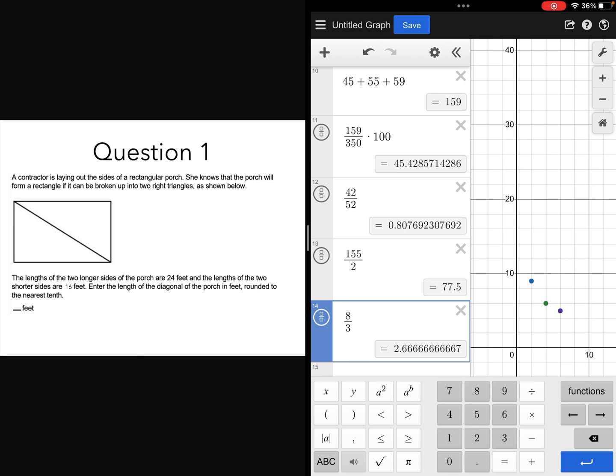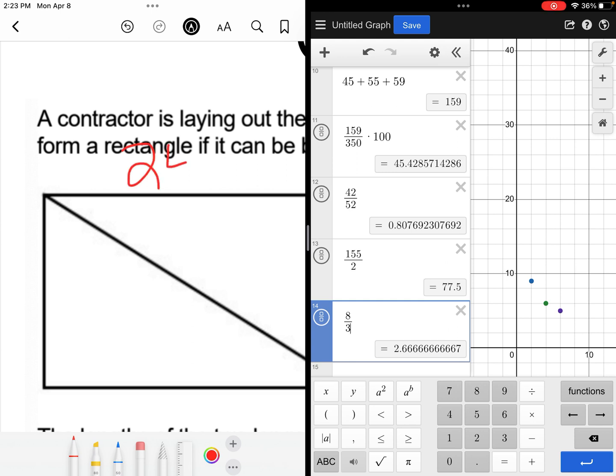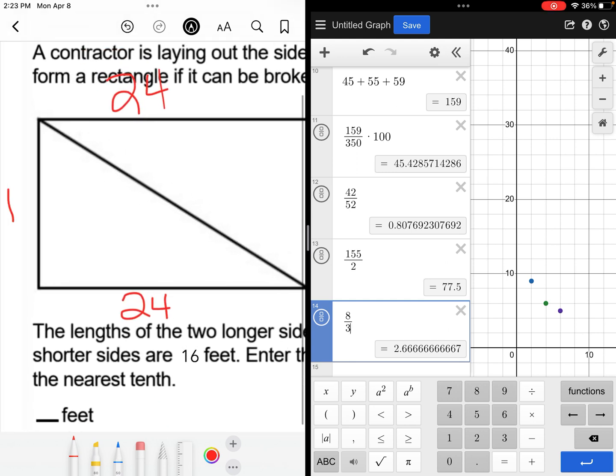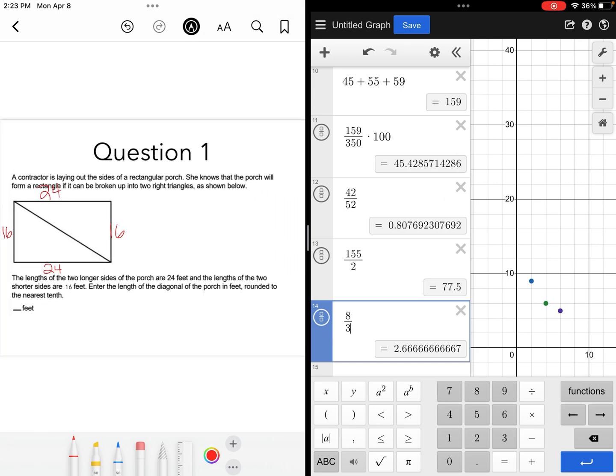So a contractor is laying out the sides of a rectangular porch. She knows that the porch will form a rectangle if it can be broken into two right angles as shown below. The lengths of the two longer sides are 24. So I know these two sides are 24. And the two shorter sides are 16. They want to find the length of the diagonal of the porch.